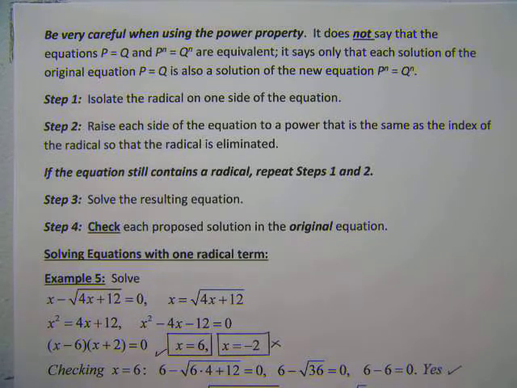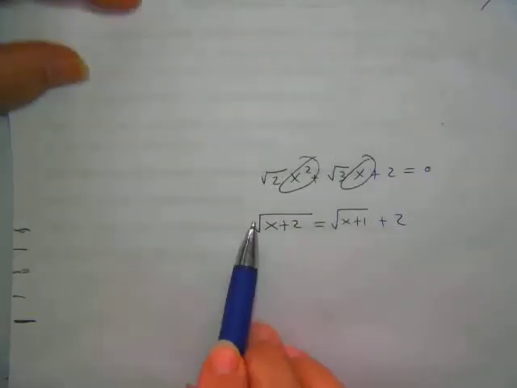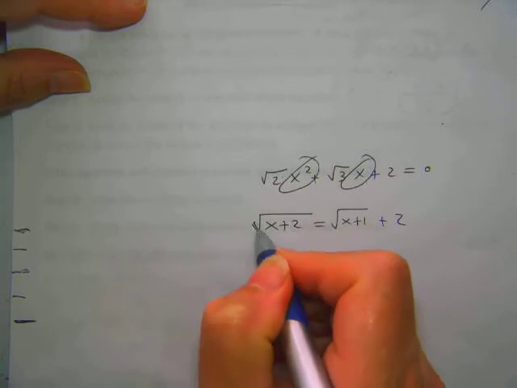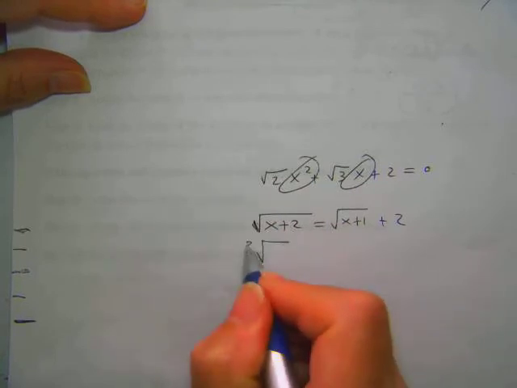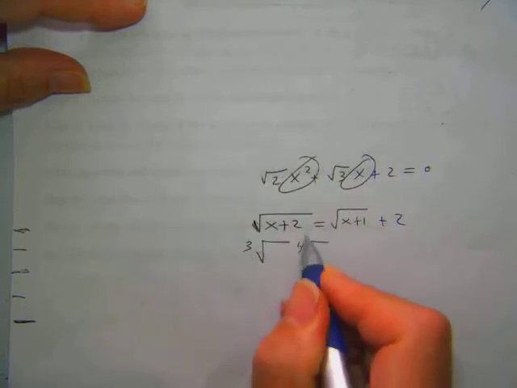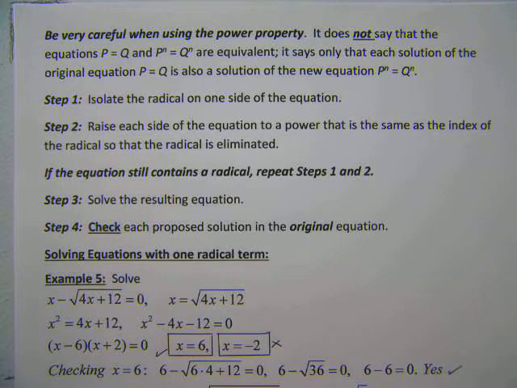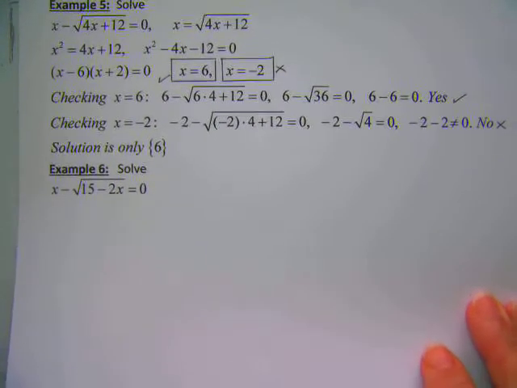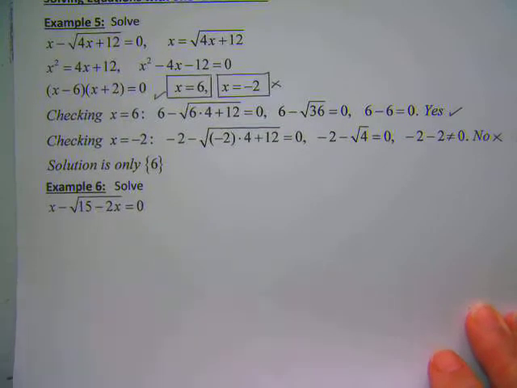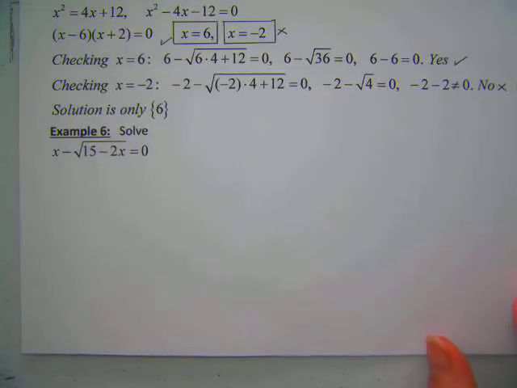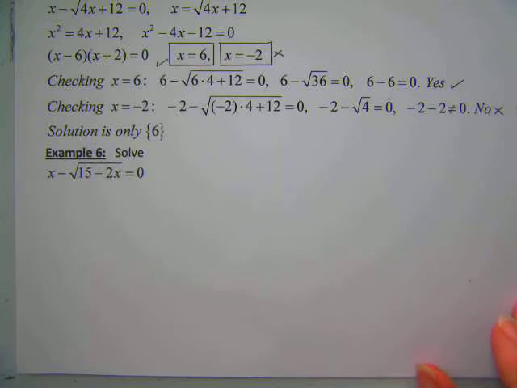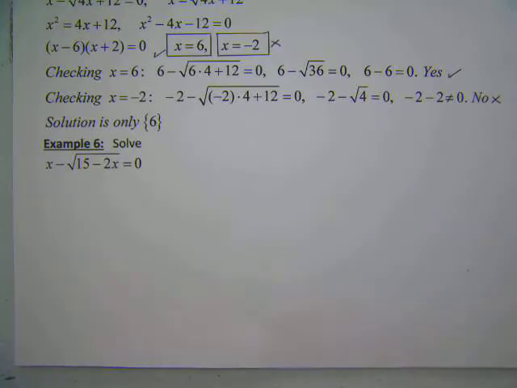What do we mean by index? The index is this. If there's nothing written, it's a square root. That's the third root, fourth root. This is called the index. Okay, and then we continue solving. So again, please look at the first example. I've done that for you. Let's do example 6 together.